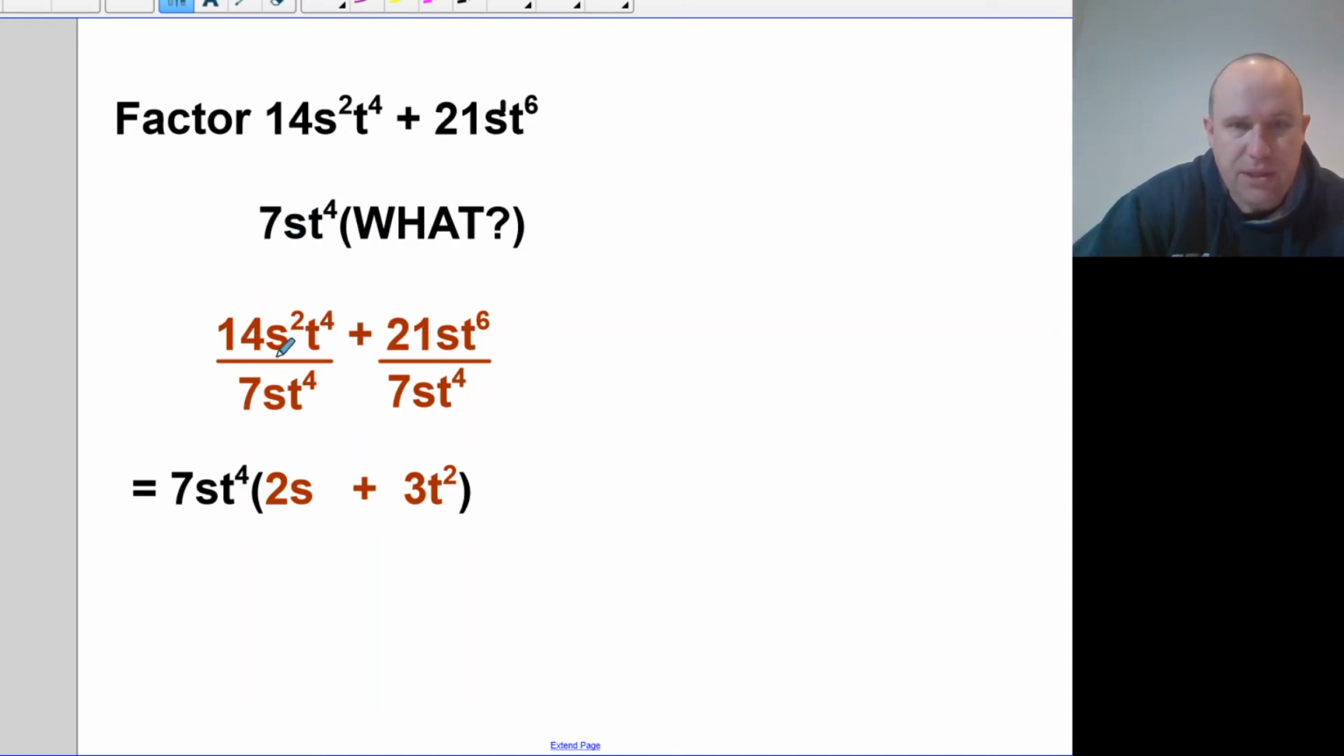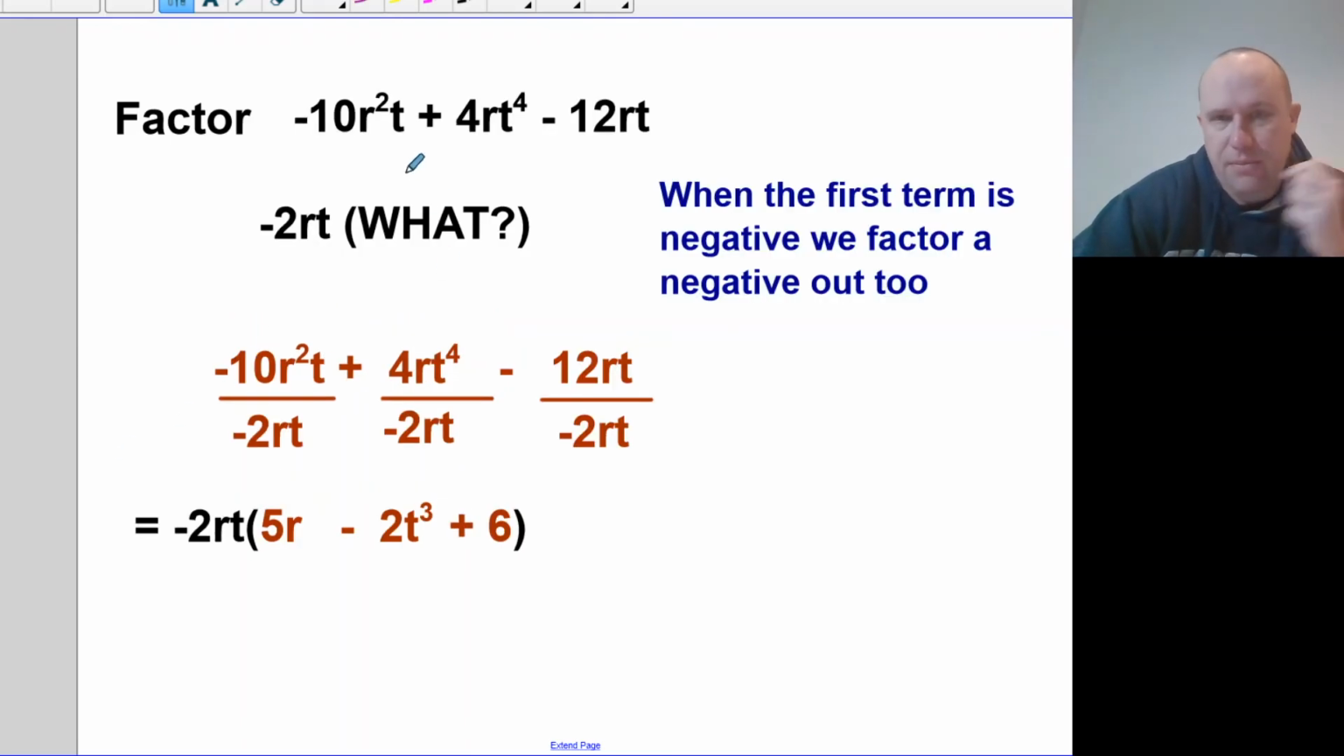14 divided by 7 is 2. Let me put the little 1 in there. 2 take away 1 is 1. And t to the 4 and t to the 4 are the same. 21 divided by 7 is 3. Oh look, s's are the same, they'll cancel. 6 take away 4 is 2. So we can get into a bit of a routine when we're doing these questions, and we can go through them fairly quickly.